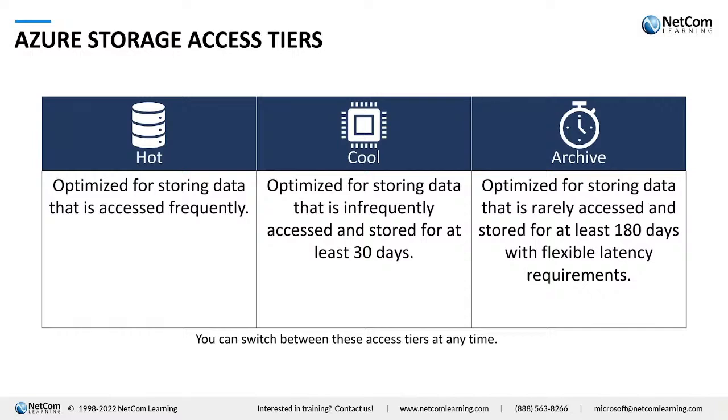So Azure Storage comes in 3 tiers, and you can pick and choose the tiers at any point in time. The one on the left, the hot tier, means that the data is always live. It's always stored and accessed frequently. So let's say databases, that sort of thing. That data is hot, okay? And of course, it's the most expensive of the 3 types of tiers.